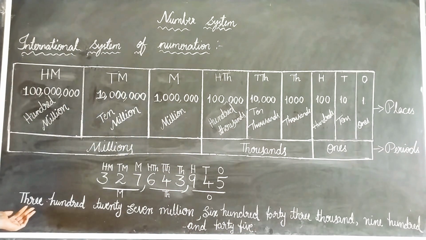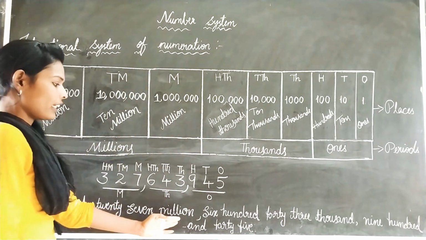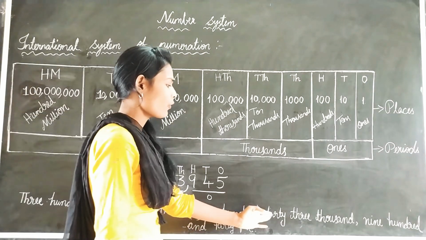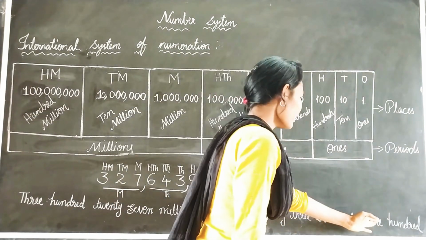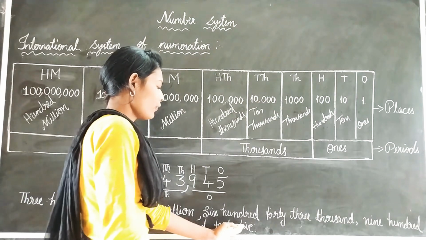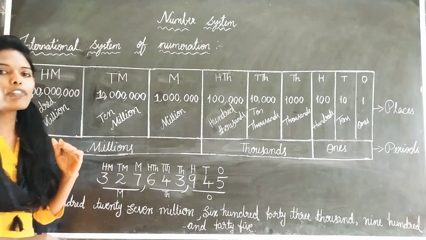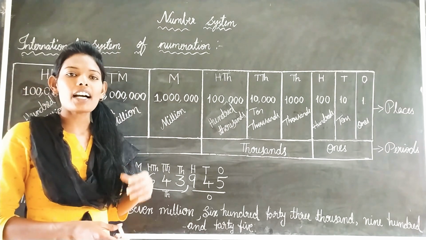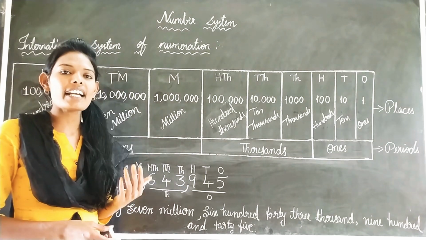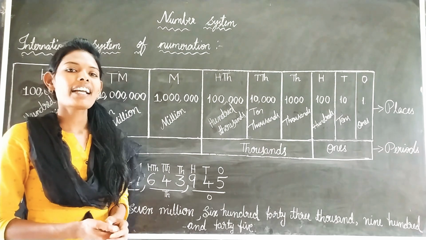Children, 327,643,945. This is the international system of numeration. Children, do you all understand about the international system of numeration? Thank you.